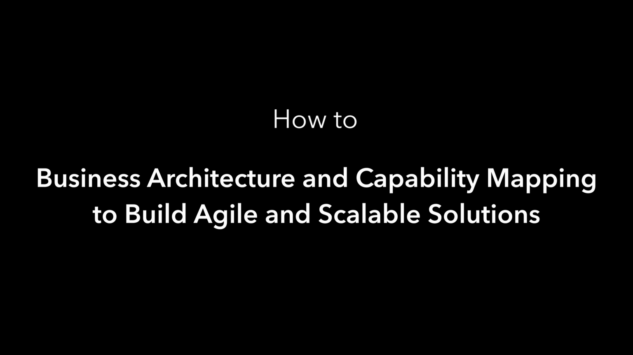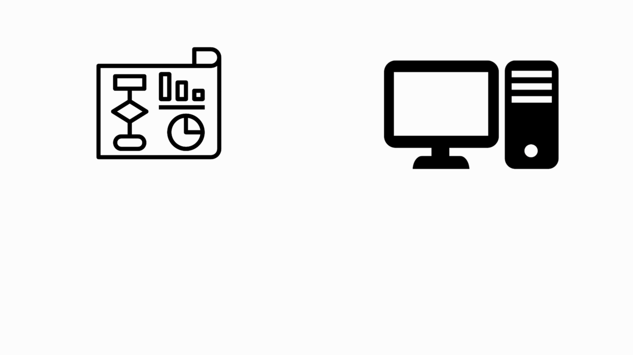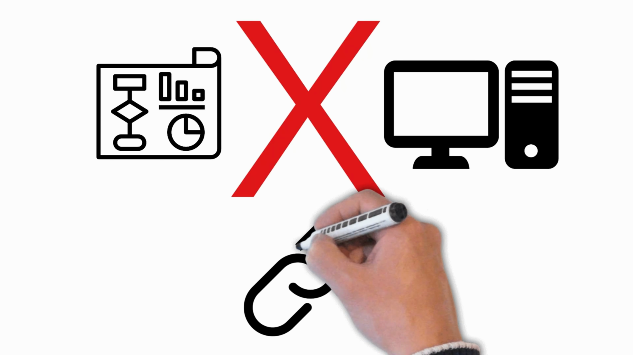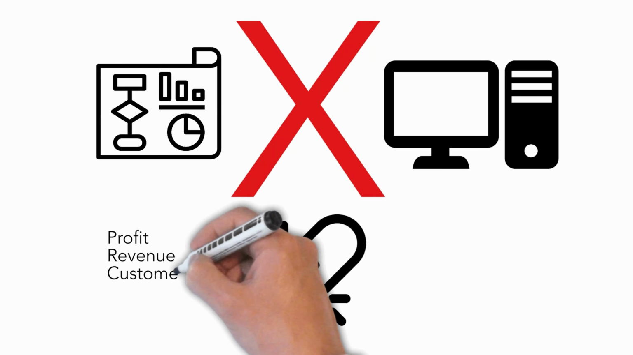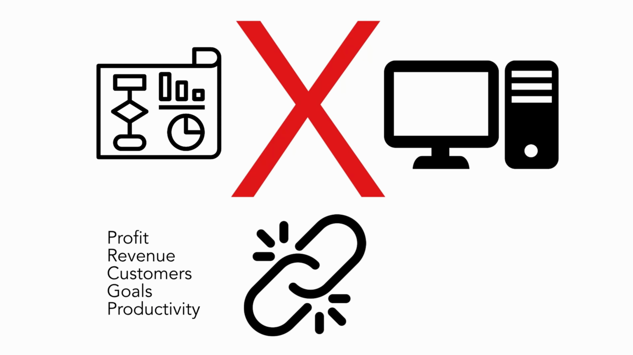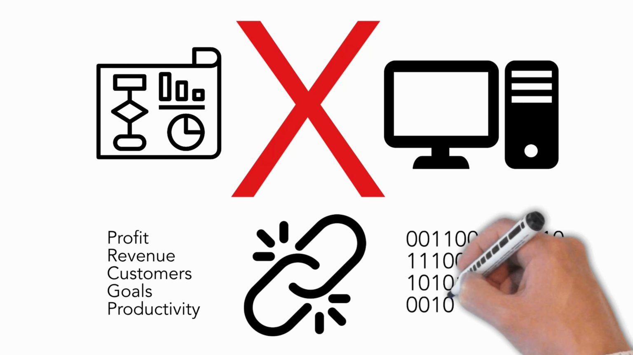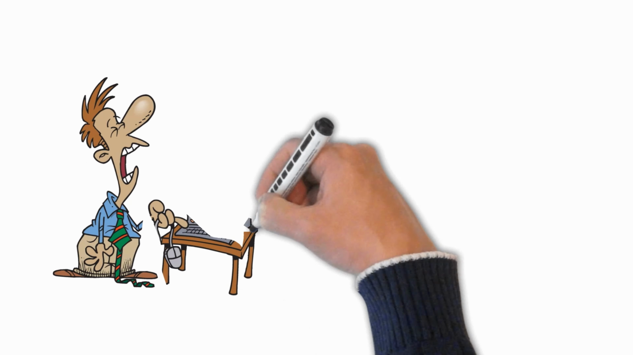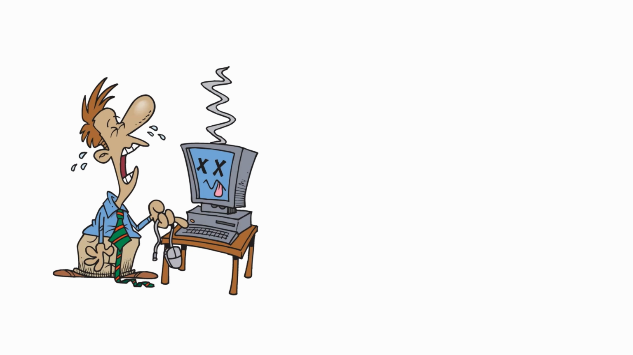And today we're going to talk about business architecture and capability mapping to build agile and scalable solutions. There are problems in aligning business and technology strategies. It is because business and technology use different languages. Business uses concepts like profit, revenue, customers, goals, and productivity, whereas technology is ultimately rooted in the language of zeros and ones, bits and bytes. This results in business and technology solutions and systems that do not support the business needs.